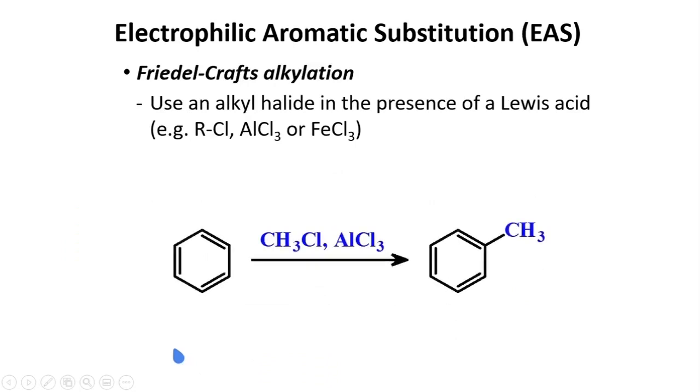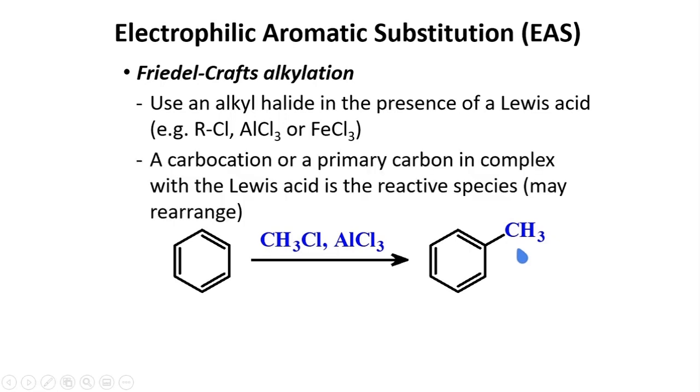The next type of electrophilic aromatic substitution is called Friedel-Crafts alkylation. This named reaction uses an alkyl halide in the presence of a Lewis acid, such as aluminum chloride or ferric chloride. You can use several alkyl halides. Here I use methyl chloride and aluminum chloride reagent system, and it will give you methylbenzene or toluene.